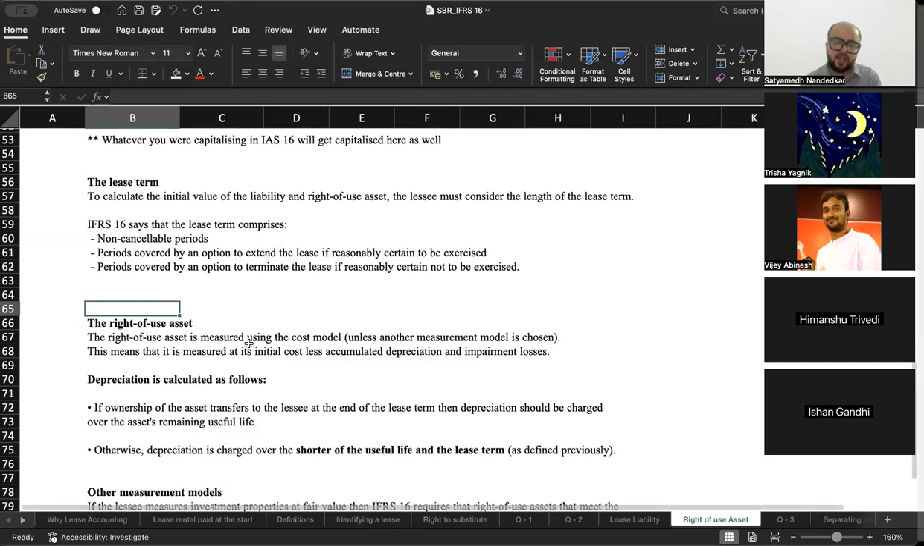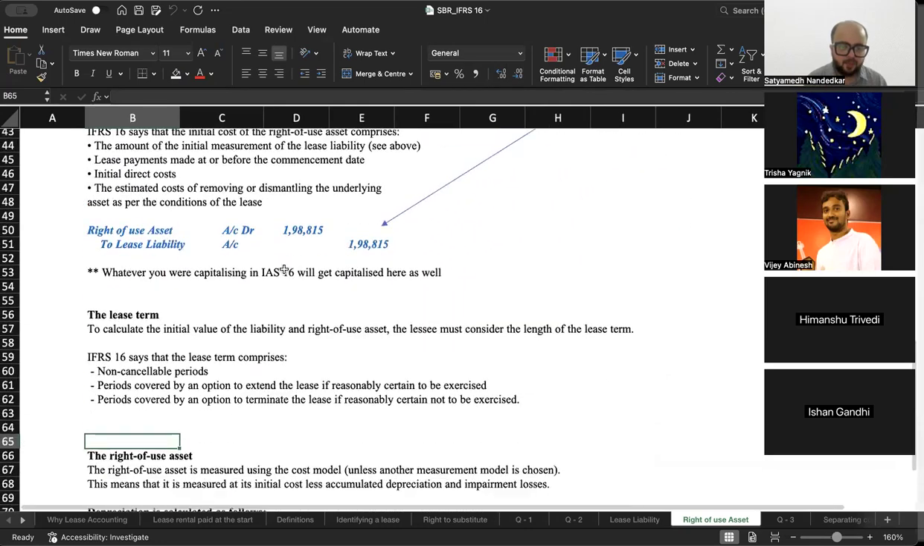Okay, and what exactly is the lease term? Lease term comprises non-cancelable periods, periods covered by an option to extend if it is reasonably certain that the option will be exercised, and periods covered by an option to terminate the lease if reasonably certain not to be exercised. You will have to add all of the three together. That will give you your lease term. If the ownership of the asset is not transferring to the lessee at the end of the lease term, okay, in that case, the depreciation will be charged over the shorter of the useful life and lease term.